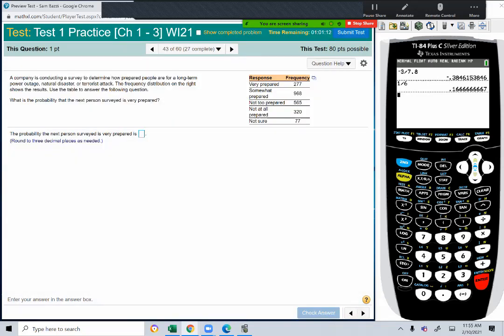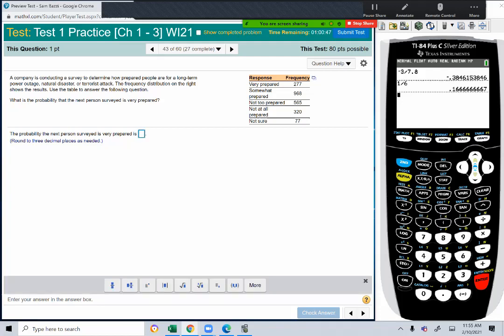A company is conducting a survey to determine how prepared people are for a long-term power outage, natural disaster, or terrorist attack. The frequency distribution on the right shows the results. Use the table to answer the following questions. What's the probability that the next person surveyed is very prepared? Okay, guys, there's the fraction. He wants 3 decimal places, but let me show you the math first.